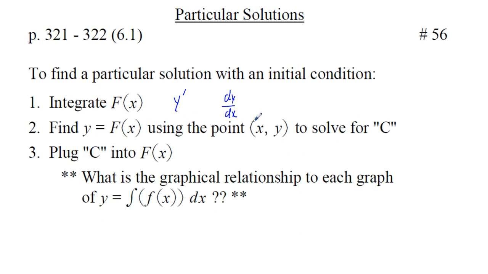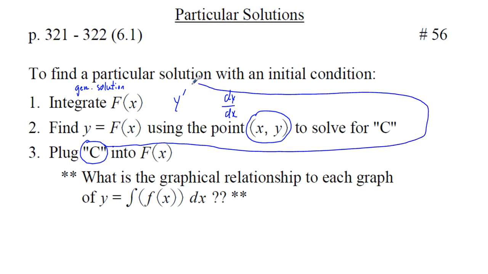Find y equals f of x using the point x comma y to solve for c. Well, when you integrate, what you're going to have first is something called a general solution. And then after we integrate both sides of the equation to get y equals something, we will be able to solve for the constant of integration c, and then when we find what c is, we plug this value c we found back into the general solution, at which point this thing is called a particular solution. And sometimes this particular solution, I've seen in other video lessons, called a boundary condition. I like this better, particular solution.